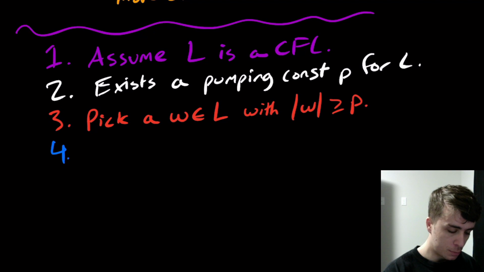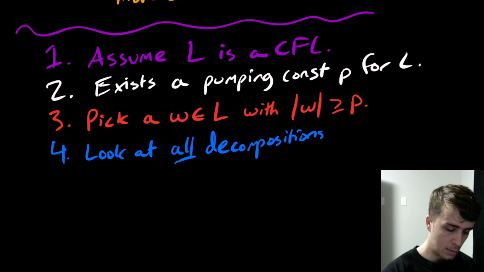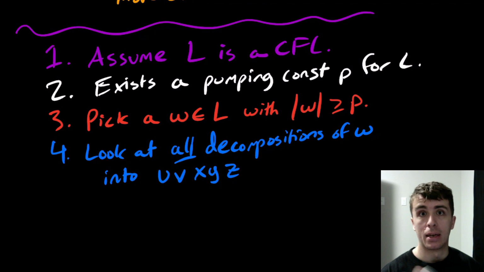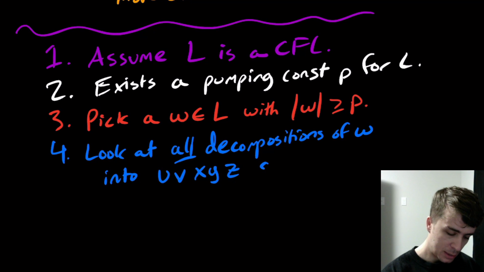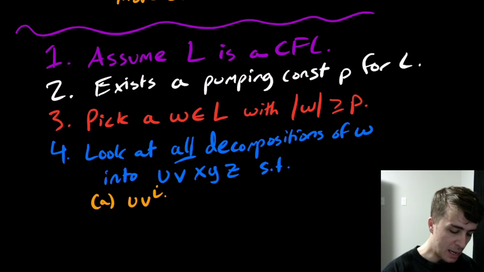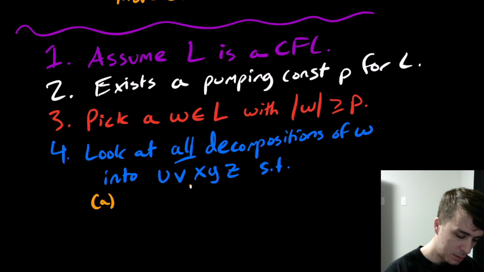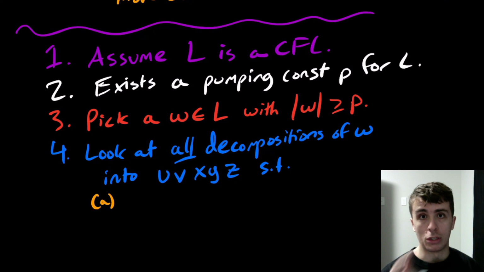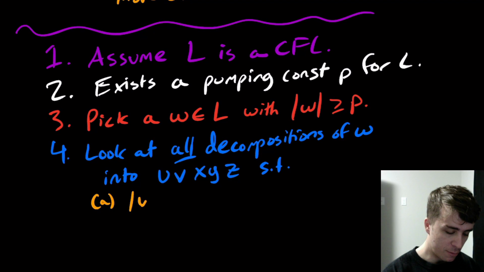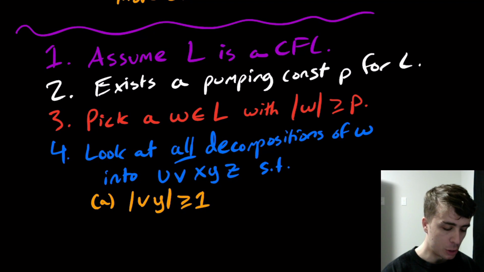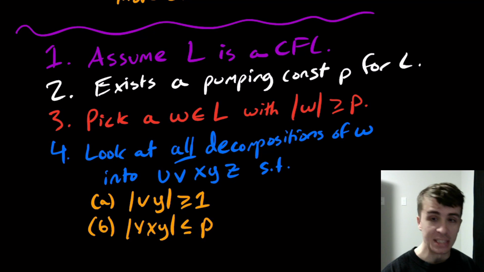Then what we'll do is to look at all decompositions of W into the 5 parts, which is now where it's different than the regular version, where it had 3, this one has 5, such that we have those famous conditions. I'll write them as A, B, and C this time. Excuse me. So there are 2 conditions, and we use the third one to get the contradiction, which is A, the length of vy is at least 1. So one of the 2 is non-empty. And B, the length of vxy whole thing, so including the x part, is at most p characters.